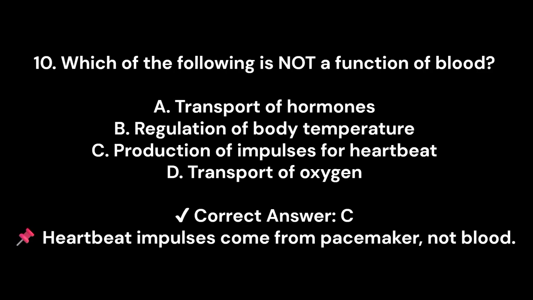10. Which of the following is not a function of blood? A. Transport of hormones, B. Regulation of body temperature, C. Production of impulses for heartbeat, D. Transport of oxygen. Correct answer: C. Heartbeat impulses come from the pacemaker, not blood.